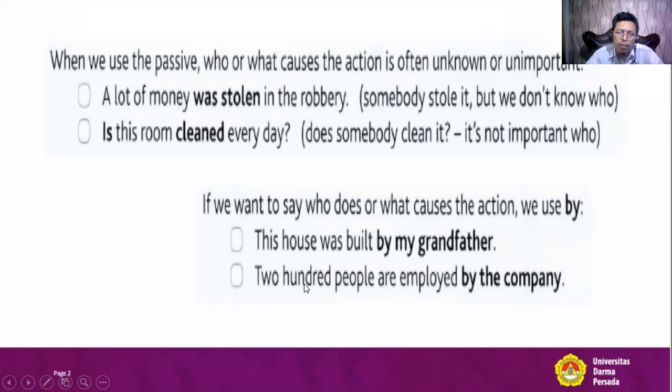Another example, 200 people are employed by the company. Is this a passive? Yes, we have the combination of are and employed. So what happens to the 200 people? The 200 people are employed. Who does it? The company. So we say 200 people are employed by the company.